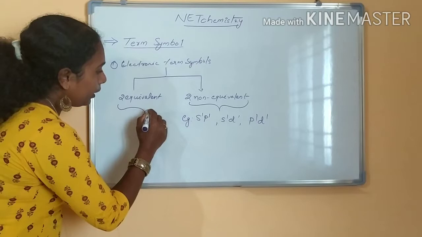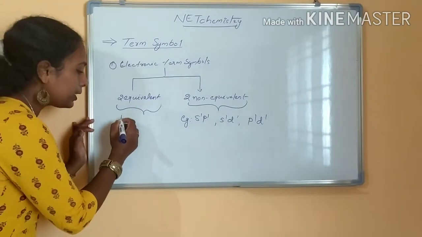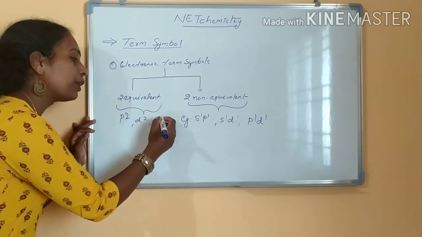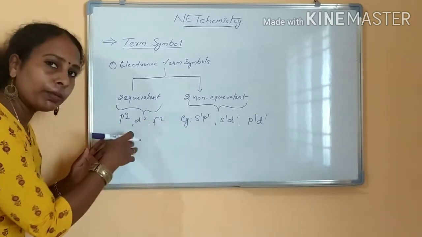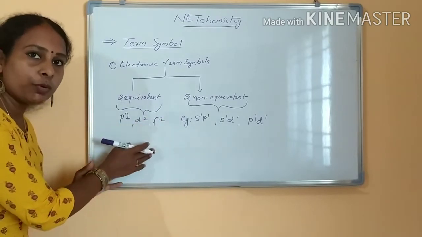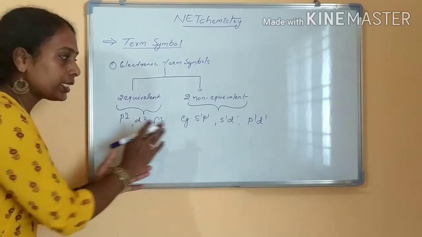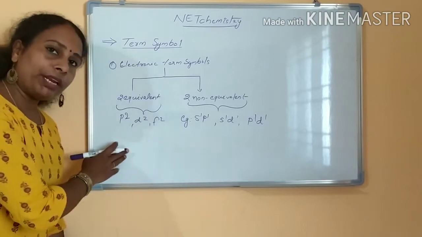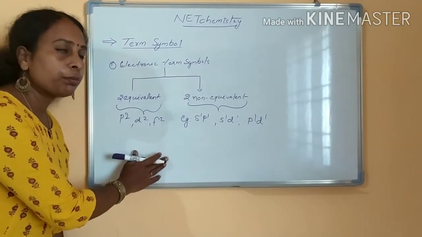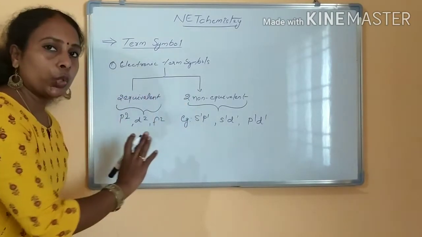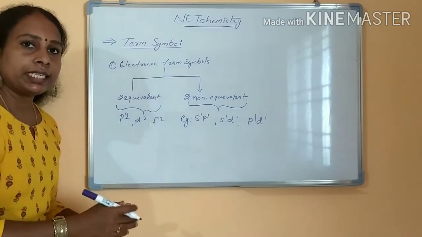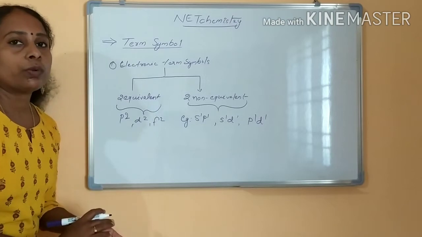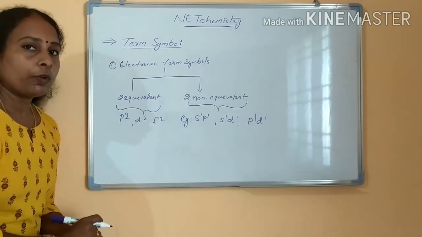What is equivalent electrons? It is like p electrons, d electrons, f electrons etc. It is not in between the orbitals, it is in the same orbital electrons. This is non-equivalent electrons and this is equivalent electrons. There are two different methods to calculate the term symbols of equivalent and non-equivalent electrons. We will see in detail. First we will take two non-equivalent electrons. What is the method to calculate the term symbol of a non-equivalent electron?